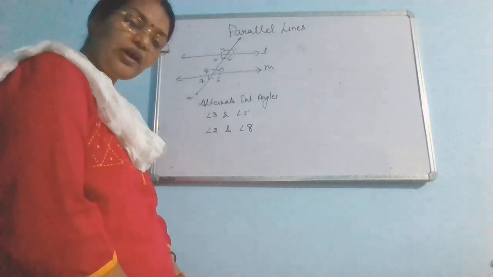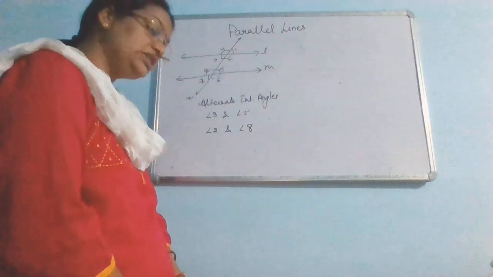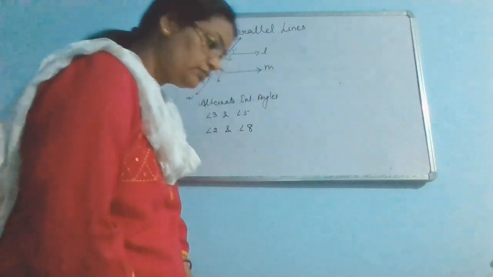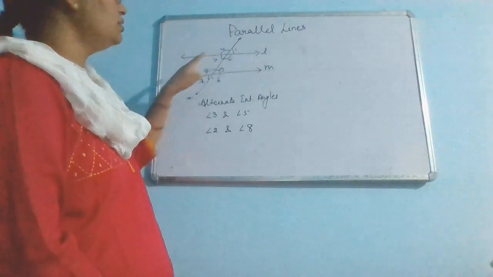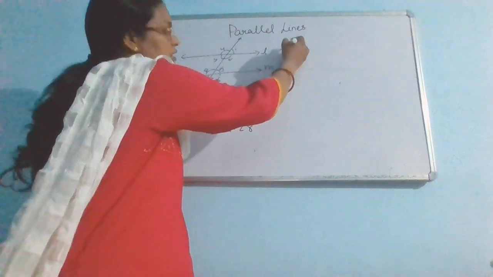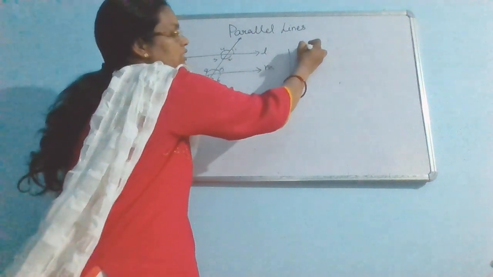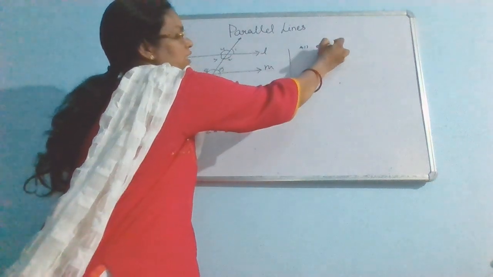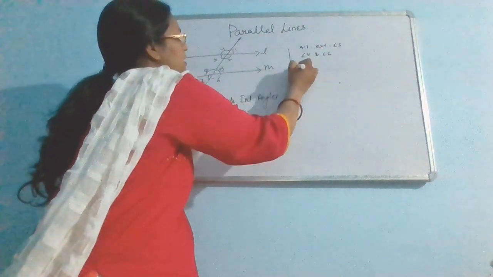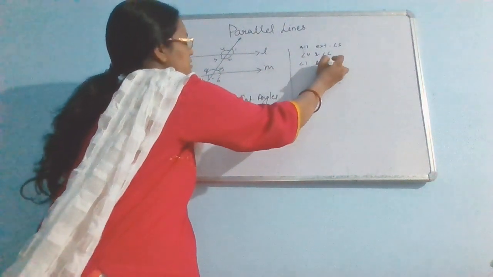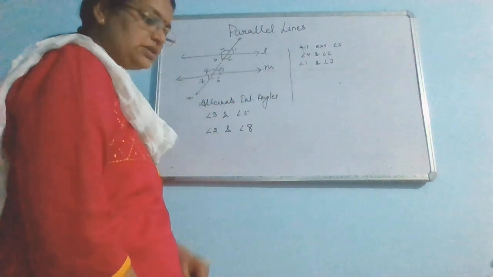Similarly, we also have alternate exterior angles: 4, 6, 1, 7. So I write it here. Alternate exterior angles: angle 4 and angle 6, angle 1 and angle 7. Right?